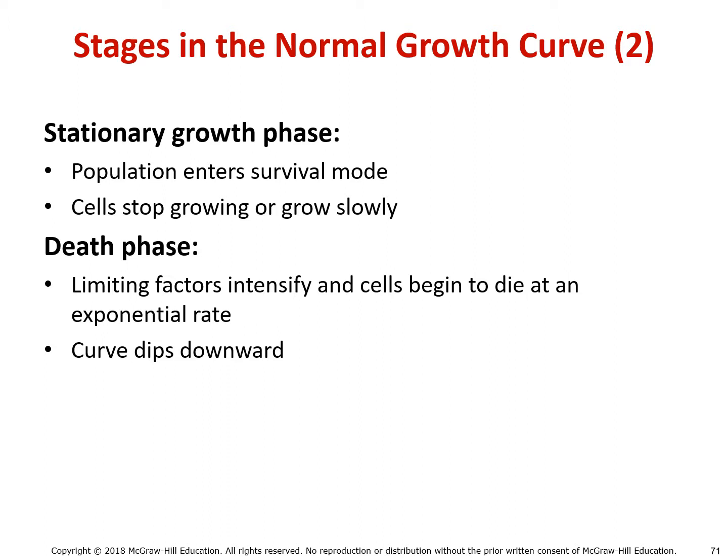As resources run out and as again waste builds up, we start to see this progression into what's called death phase. And with death phase, again, the whole system starts to decline as microbes start to die because they can't find enough resources to live, and they're stuck in a bunch of waste that they don't like.